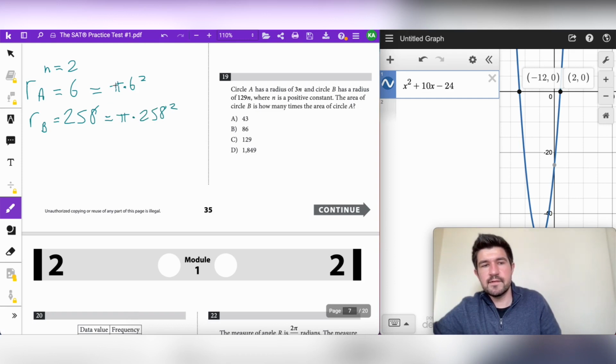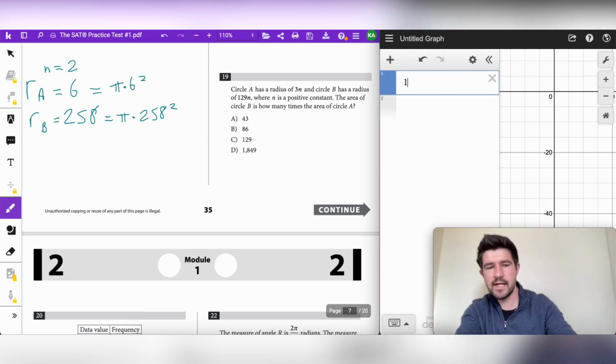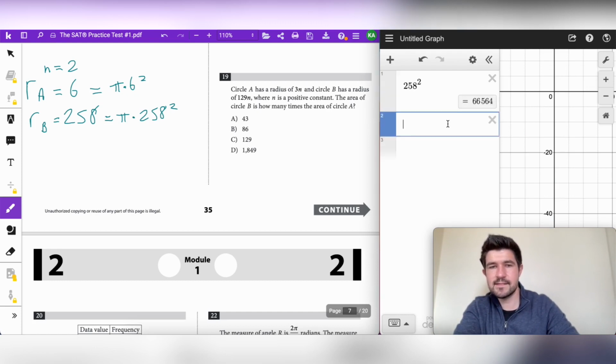Now, notice both of these have a pi in them, so that's going to be irrelevant. At the end of the day, those are going to essentially cancel each other out because they both have a pi in them, if you want to think of it like that. So the important part is that the bigger one is 258 squared, and we can go back to Desmos and try out 258 squared, and we get that massive number, 66,564.